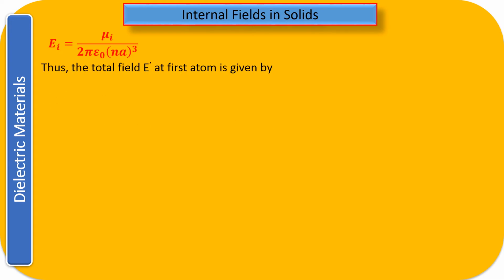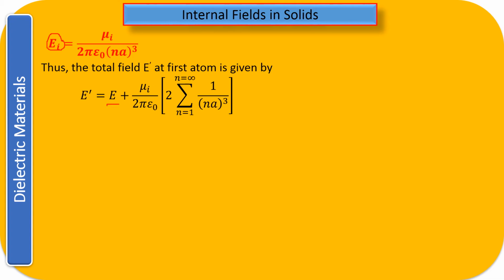Thus the total field E dash at the first atom, that is the atom X, can be given as E dash equal to E plus Ei, where E is your applied field and Ei is your internal field. So the total field is equal to the sum of both, from equation number 1 as I had shown you. This is the value, mu I upon 2 pi epsilon naught, and I am going to take this sum from n equal to 1 to n equal to infinity of 1 upon Na whole cube.